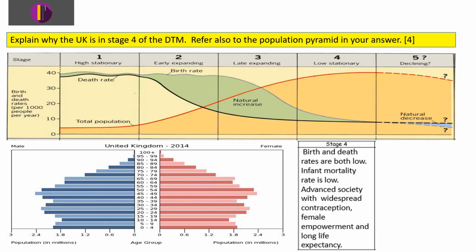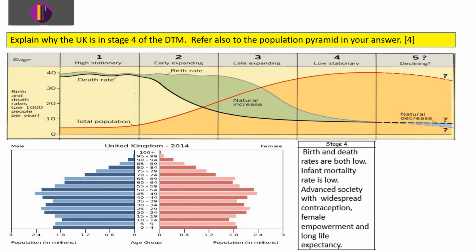I'm going to finish off this lesson by completing an exam question. Explain why the UK is in stage 4 of the demographic transition model. In your answer, you need to refer to the population pyramid. It's worth about 4 marks a question like this.